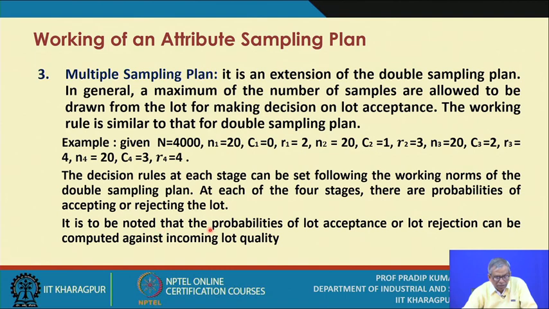It is to be noted that the probabilities of lot acceptance or lot rejection can be computed against incoming lot quality. So the incoming lot quality, that means whenever you get a lot, you must be able to specify its quality. Like, suppose when you deal with the attributes case, there could be several possible values of incoming lot quality, and for the attributes data, the incoming lot quality is specified as proportion non-conforming.